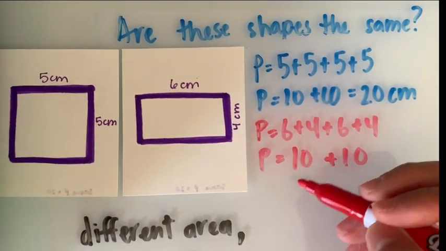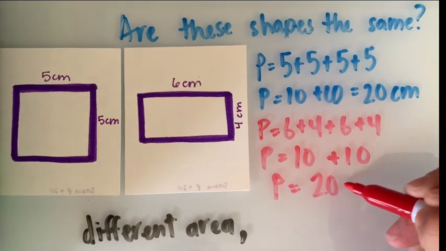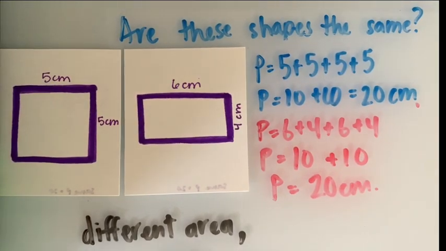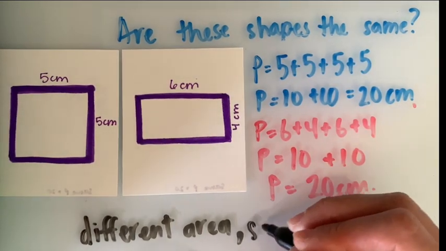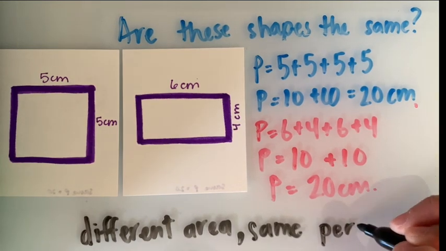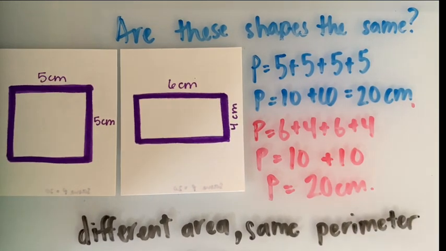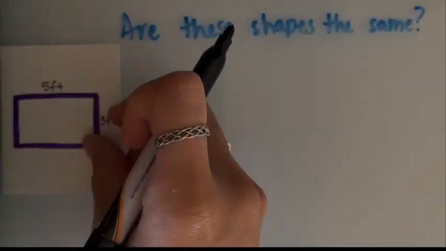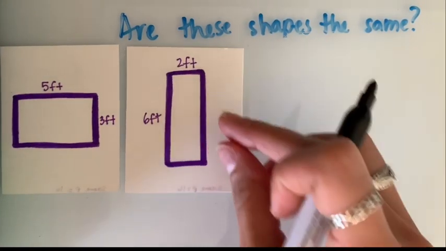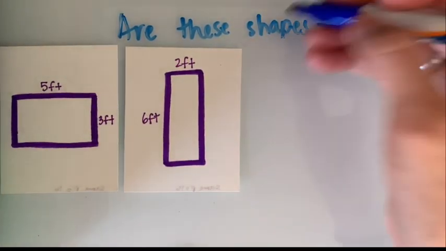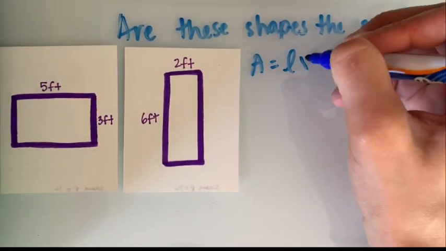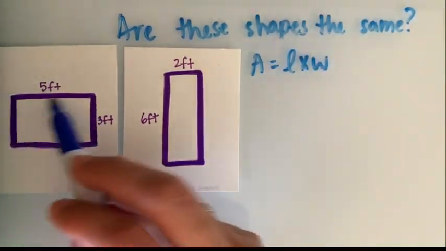And so that means that our perimeter for our second figure is 20 centimeters. So even though our area is different, our perimeter is the same for these two shapes. Let's look at another example. Here we have these shapes, and we see that for shape number 1, we're going to find the area first.